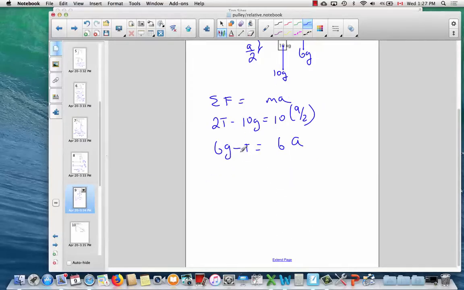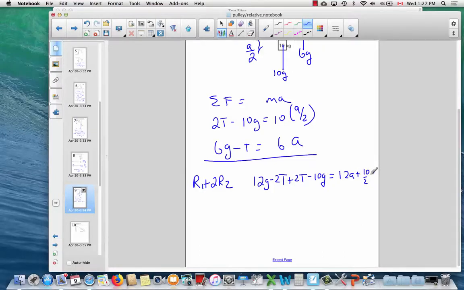To solve these equations, we'll double the second one, because that will then enable us to cancel out the tension term. So doubling this equation gives us 12g. Adding to the first equation, we can see that the tension part will cancel out. Doubling the second equation will give us 12a. Adding to the first equation will give us another 5a. So solving for acceleration, we get 2g over 12 plus 5, over 17.